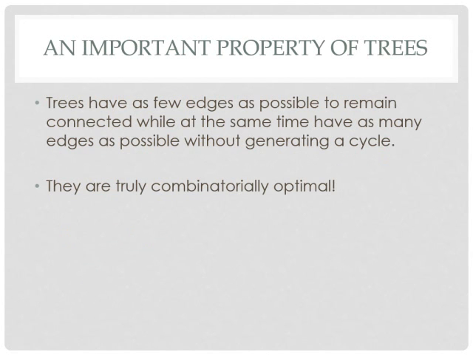So this is a prevalent theme in combinatorics or combinatorial optimization. In general, you want to see how far you can push one property without losing another property. So in this case, how many edges can you remove before you disconnect the graph? Or how many edges can you add before you start generating cycles? And so in this sense, trees are optimal because the answer is just one.